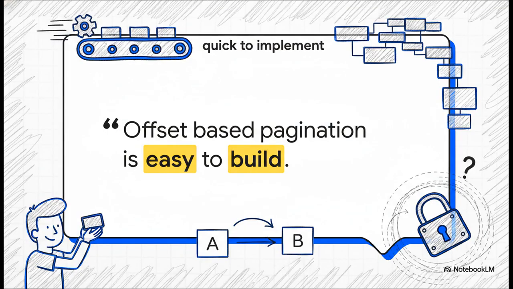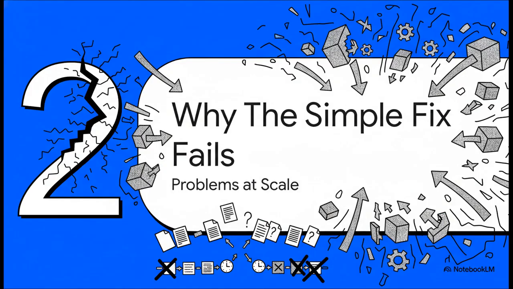And that right there is why it's so popular. It's just so easy to understand and quick to code up. If you're building a new feature or maybe a smaller app, this method gets the job done without a lot of headaches. But, and this is a big but, that simplicity comes with a really high price, especially once you start to grow. And this is where our simple story gets a lot more complicated.